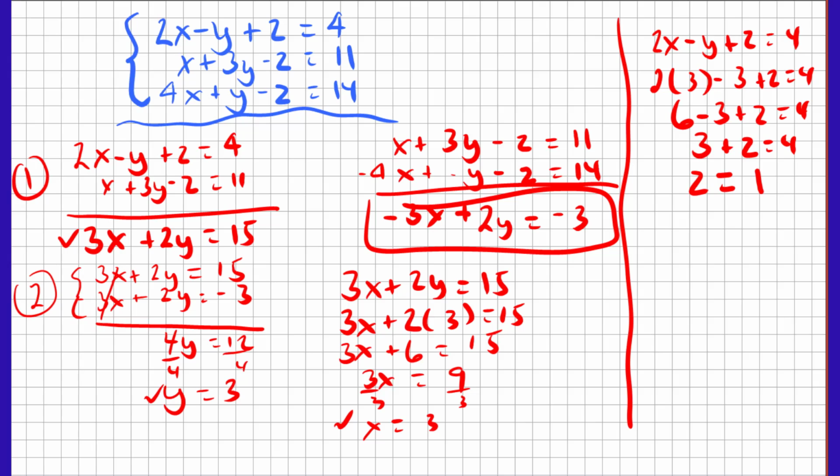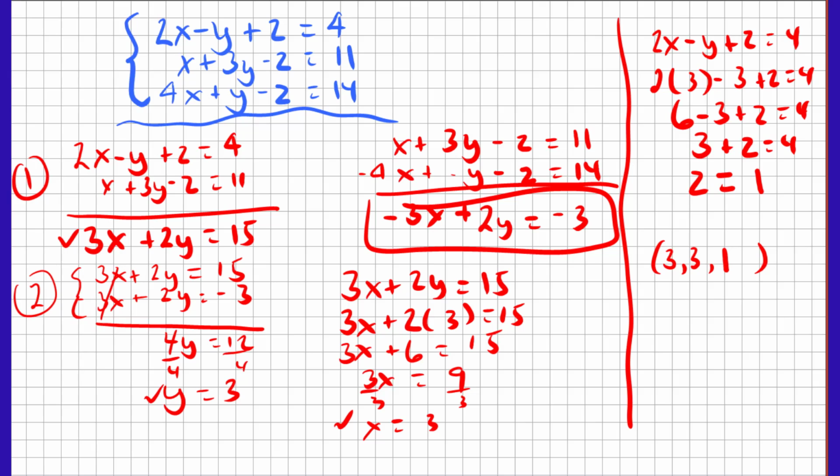All right, so we've got what's called an ordered triple, right? We've been working with an ordered pair, x and y, so we put them in order. So we've got an ordered triple of x, y, and z. So 3, 3, 1 is the solution to that triple.